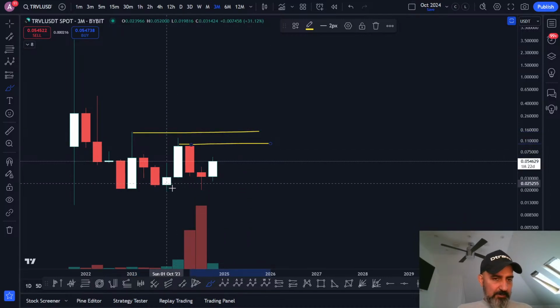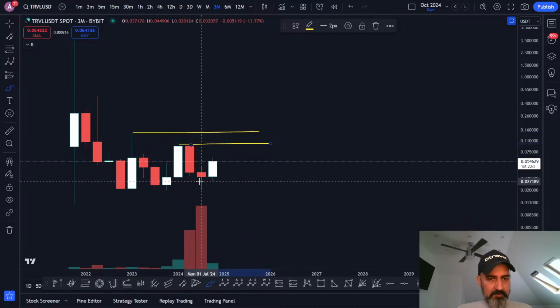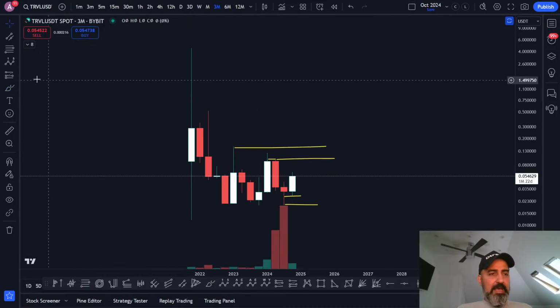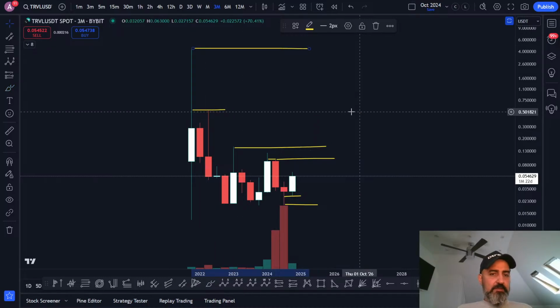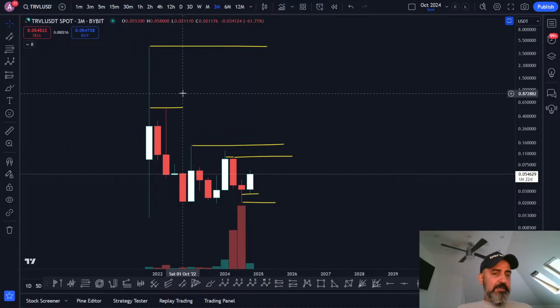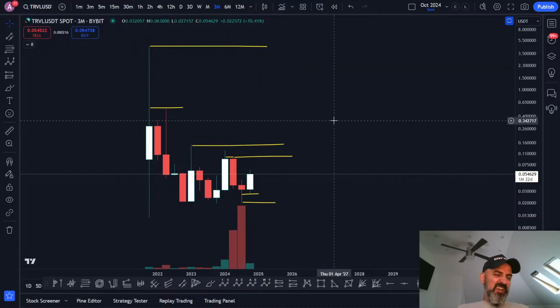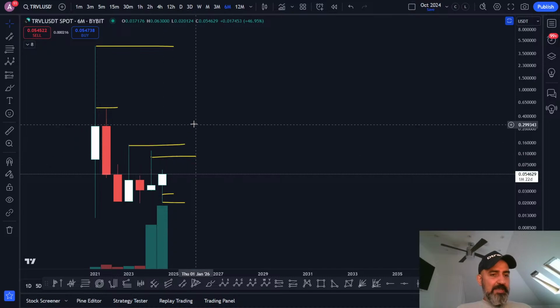The best place to buy would be these red wicks. You see there's a red wick here. So it actually found support. And going up further, like above 50 cents, all the way up to there, those are your sell zones, those green wicks. And it's kind of easy. The higher the time frame, the better, the more powerful.